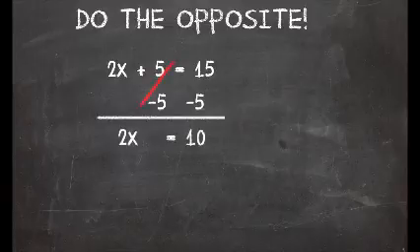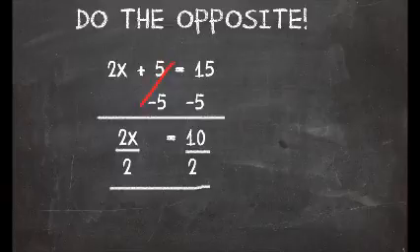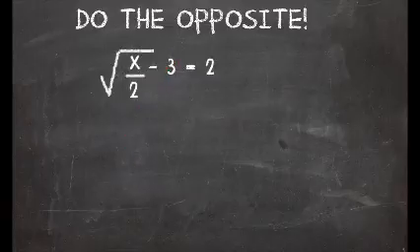Subtracting 5 from both sides gives us 2x equals 10. Now with 2x, we have a 2 being multiplied with our variable. Again, I'll ask, what is the opposite of multiplication? Hopefully you said division. Divide by 2 on both sides and we get our final answer of x equals 5. Now let's try this one.